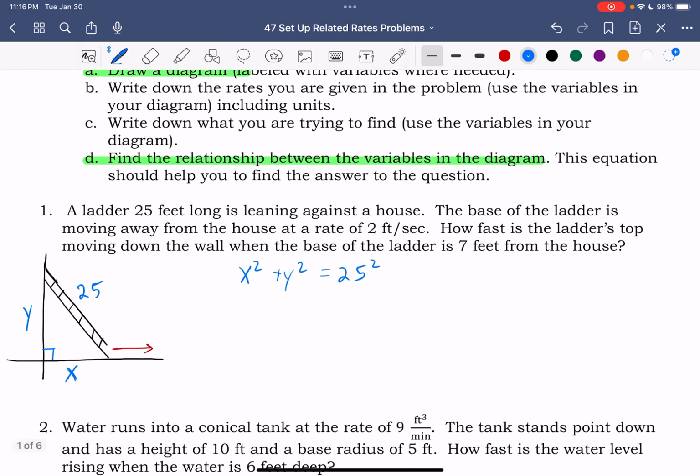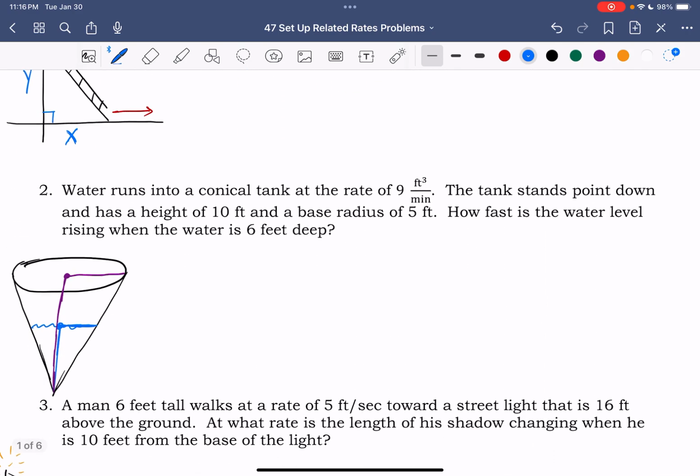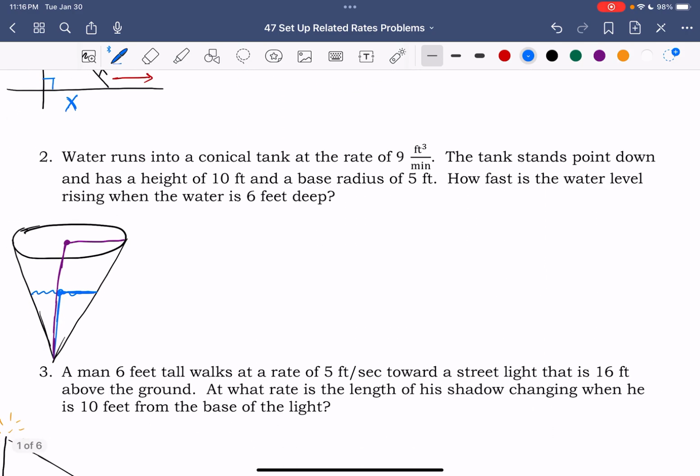Okay, so moving on to another situation that's fairly common: we have water running into a cone-like tank at a rate of 9 feet cubed per minute. So not only does it have the word rate there, but we also see the units are a change in some kind of physical length or a radius in this case per time unit. So multiple units are there.